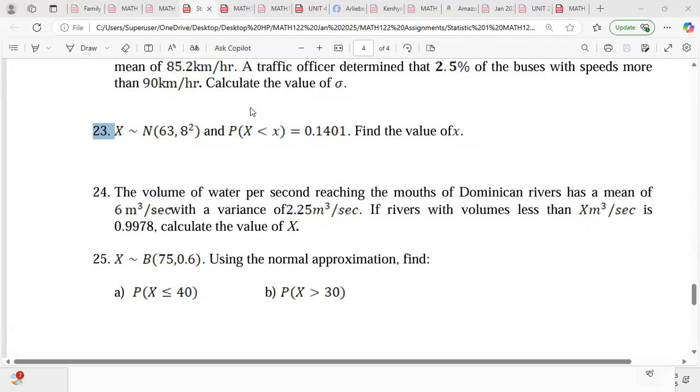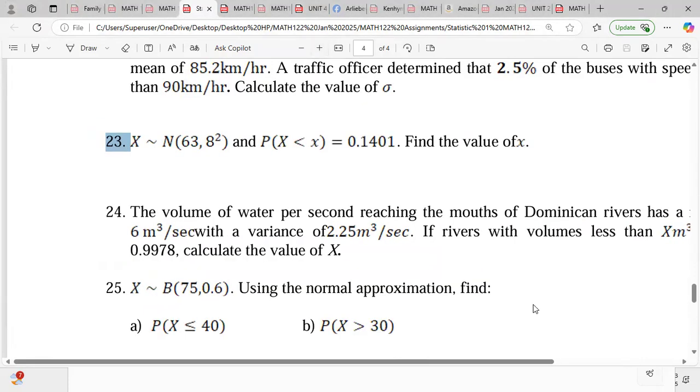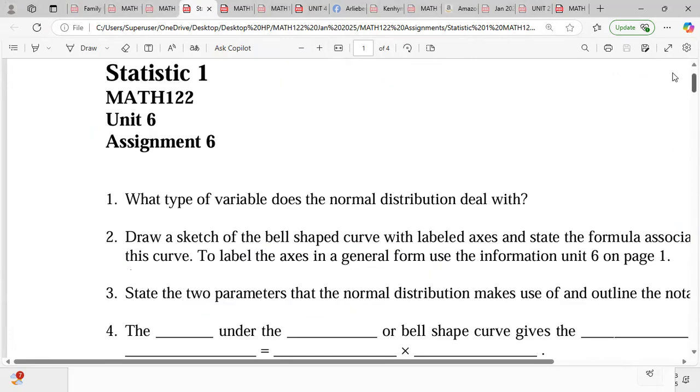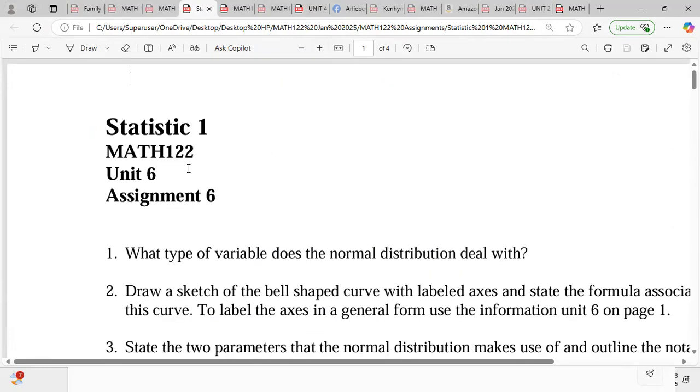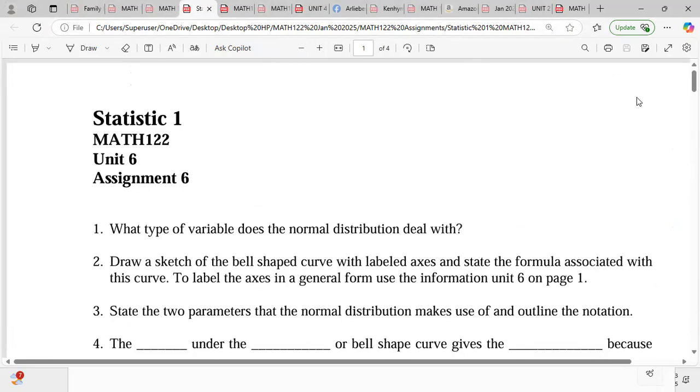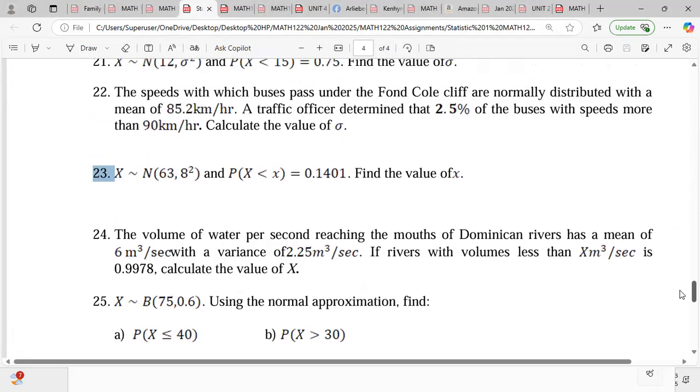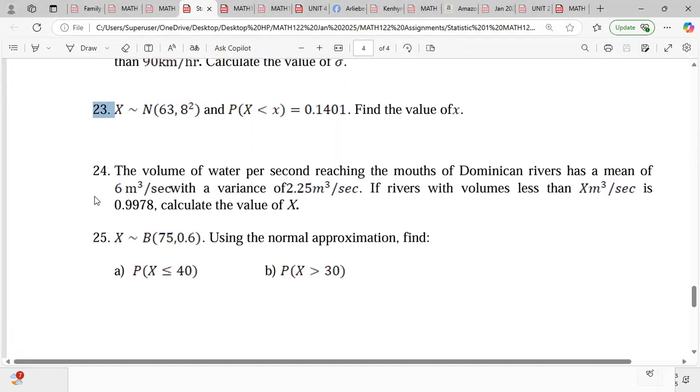In this recording, we are going to discuss number 23 in the Statistics 1, Math 1 to 2, Unit 6, Assignment 6. It says, the random variable x approximates a normal distribution with a mean of 63 and a variance of 8 squared. And the probability that x is less than a certain value is 0.1401. Find the value of x.